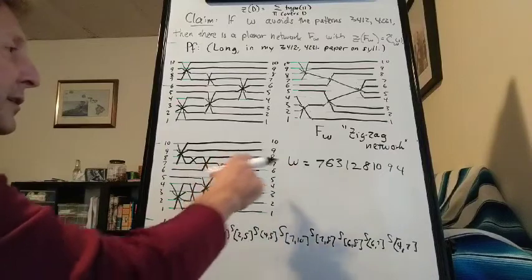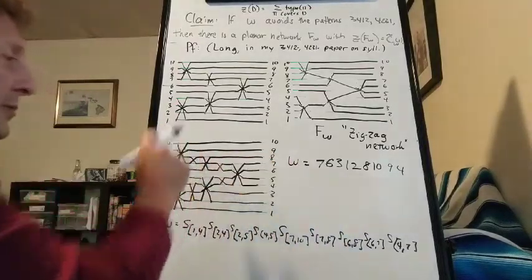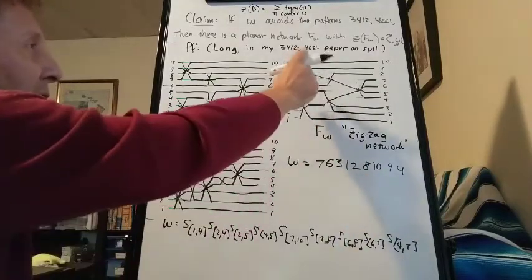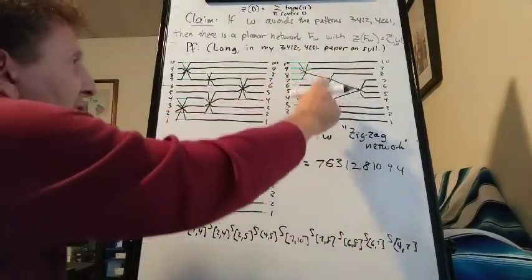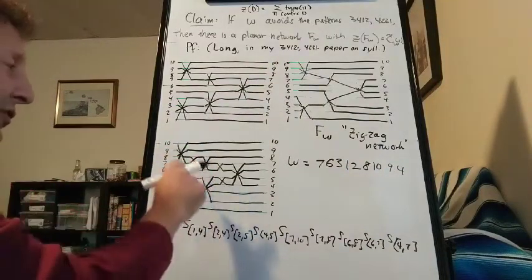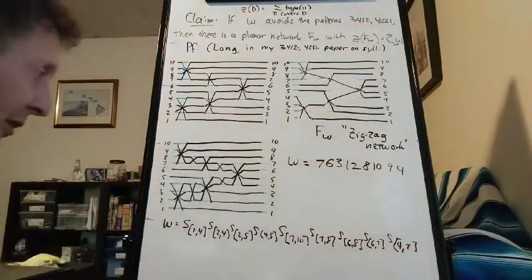So that's how we get the permutation W from the zigzag network, essentially. If we start with the zigzag network, we have to put back all the stars as they were originally, and then extra stars in between consecutive stars.